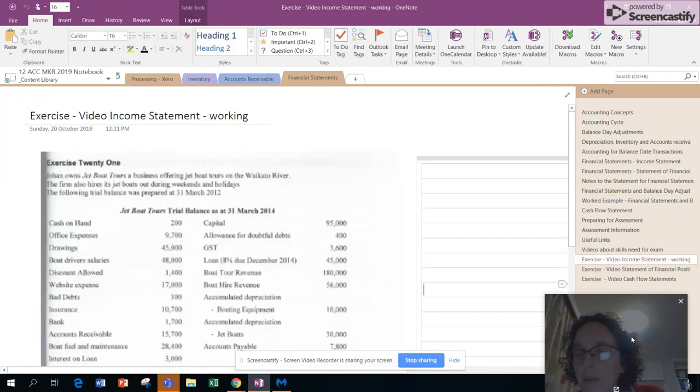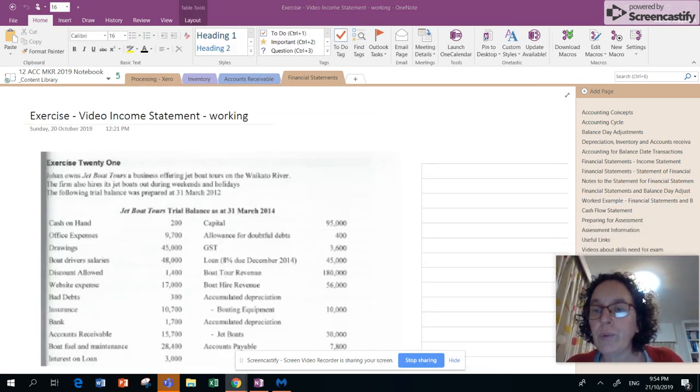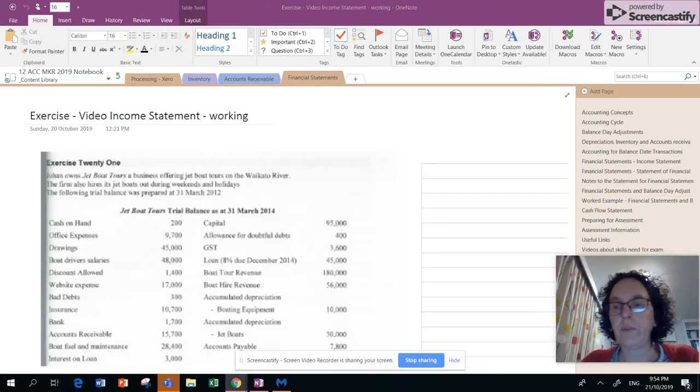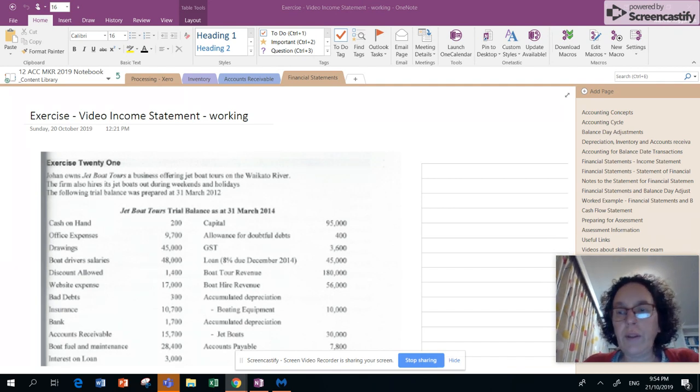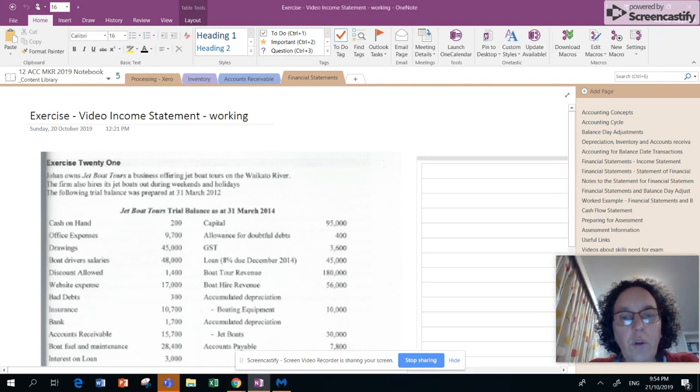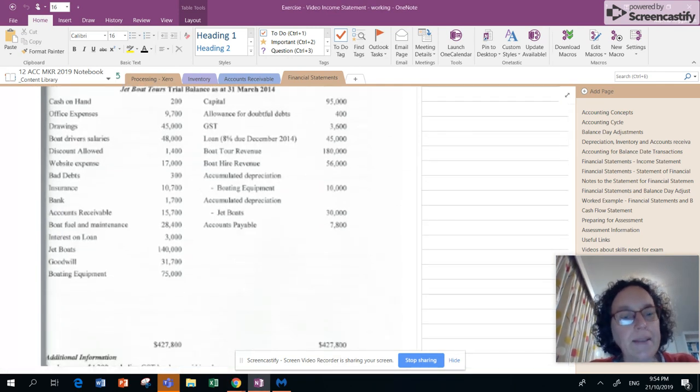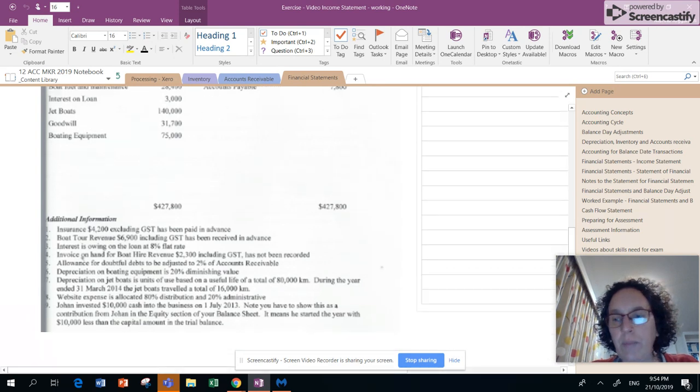Okay. So in the exam, you'll get a resource booklet which will have the resources for each of the questions, and each question's centered around a different business. So you'll get usually the trial balance with additional information. So the usual practice is to start with doing your balance day adjustments and then answering the questions in the exam paper.